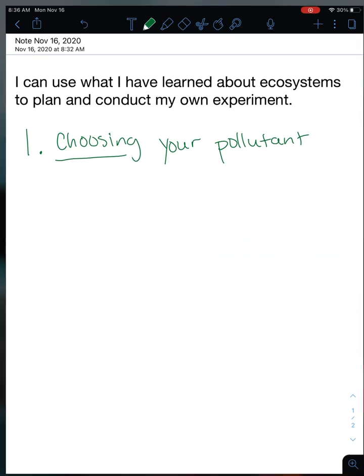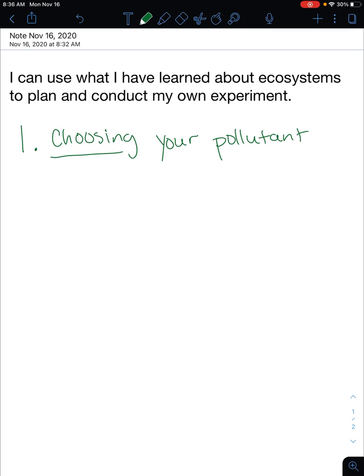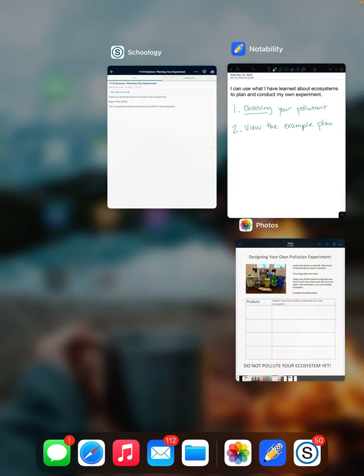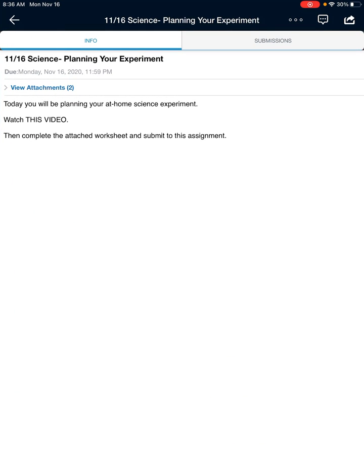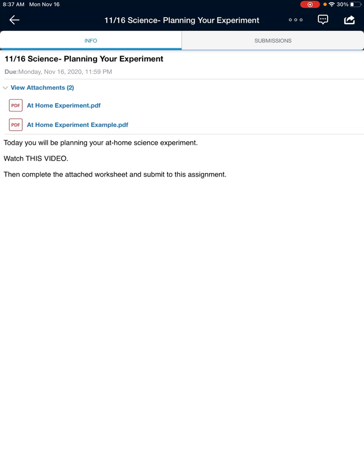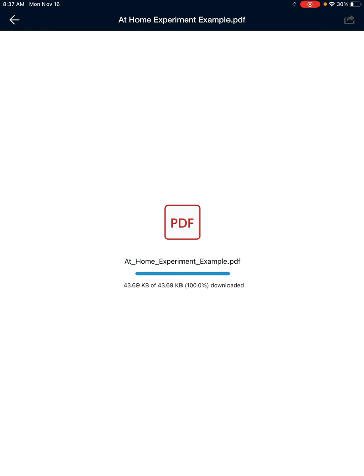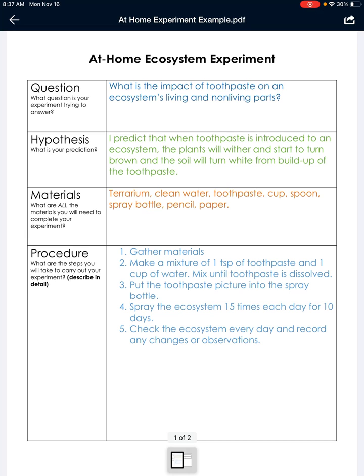Once you have chosen that product, you will move on to step number 2. View the example plan. In Schoology, under today's science lesson, you notice that there are 2 attachments. When you open those, the second one is titled At-Home Experiment Example. Your job for step number 2 is to view this PDF and read through what I have provided as an example of an at-home ecosystem experiment plan. Notice a few key things about what I have done on this plan.